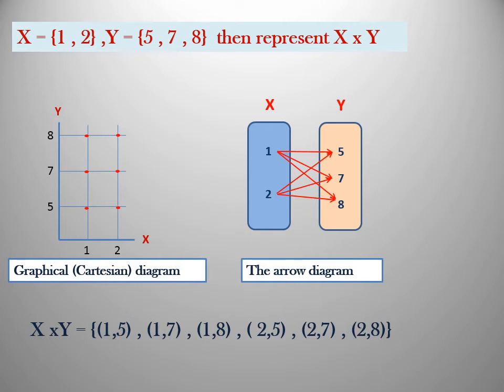If the arrows are in the other direction, so it is 5, 1, 5, 2, 7, 1, 7, 2, 8, 1, 8, 2, the arrows will look in the other direction. Okay, so it will be the Cartesian product of Y crossing X, not X crossing Y.